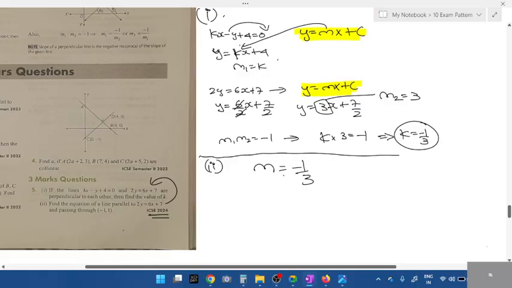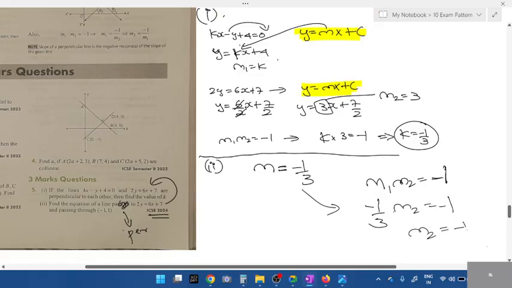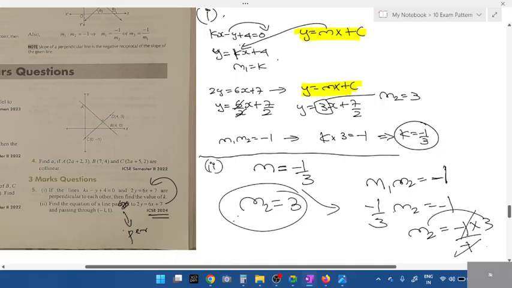If they are parallel, you have to take the same value. If they say perpendicular instead of parallel, what's the formula you have to take? M1 into M2 is equal to minus 1. M1 you can take this one. M2 is equal to minus 1 into 3 divided by minus 1. What is the M2 value then? M2 would take this 3 as slope, and perpendicular. This minus 1 comma 1, take it as the point.